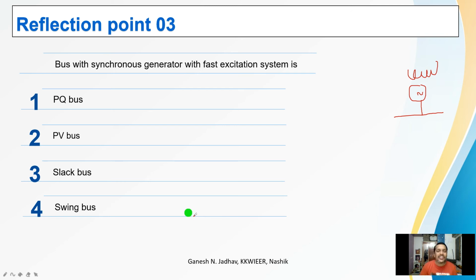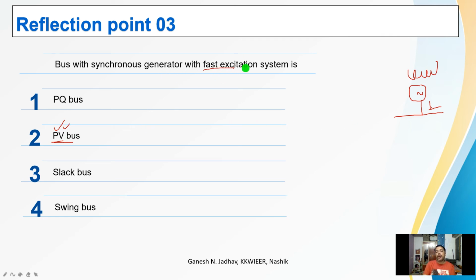Hope you got the answer. So it is a fast excitation system, means it is able to keep the voltage constant at the terminal. So voltage is constant and P is also constant for that. So it is generally known as the PV bus or voltage control bus.